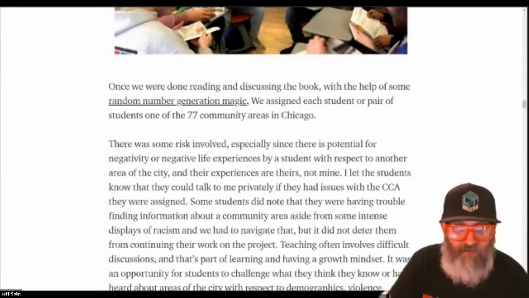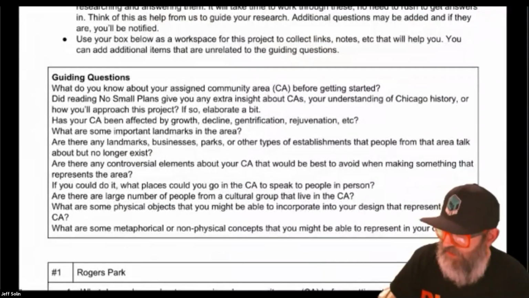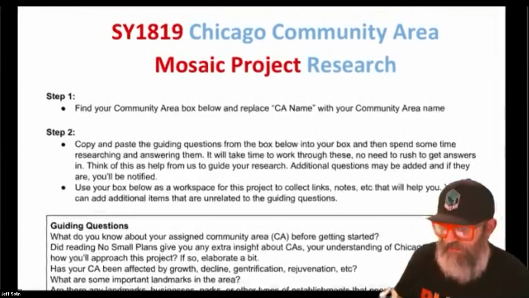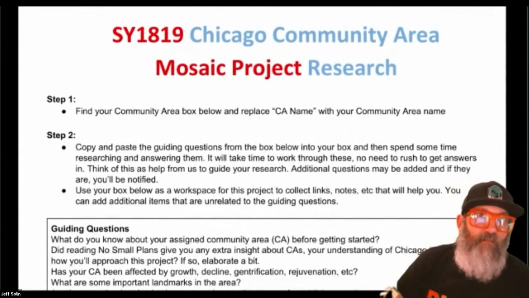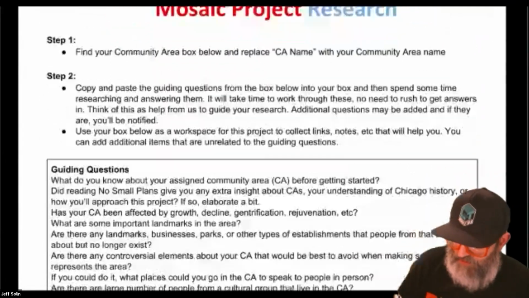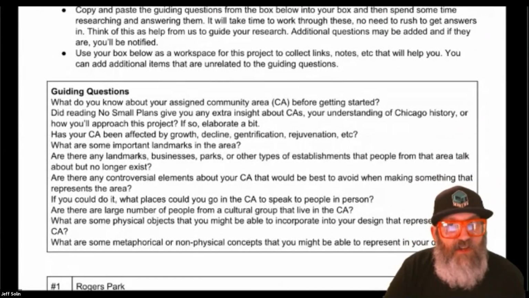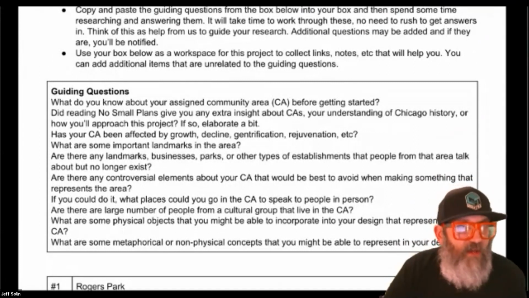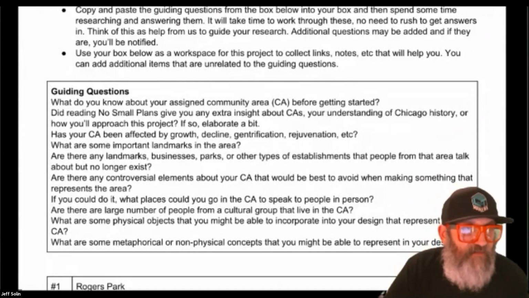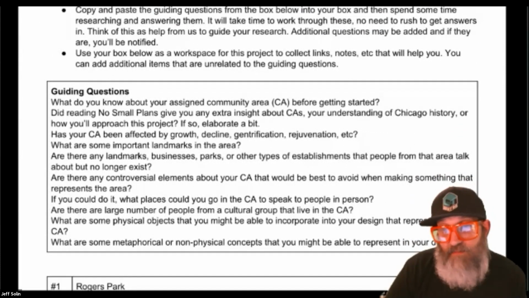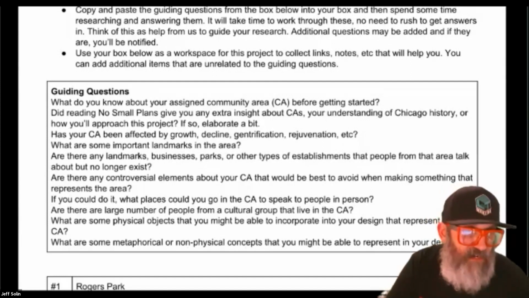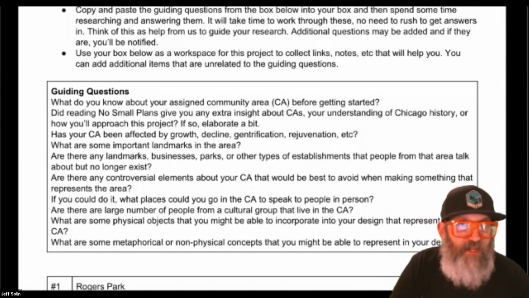So let me show you this here. This is the document that we gave out to the students for doing some general research, and we had some guiding questions for them. What do you know about it before getting going? Did reading No Small Plans influence you at all? Has your community area been affected by the things we talked about in our vote with your feet discussions, like growth and decline, gentrification, rejuvenation, poverty, all these things that play into these different community areas?